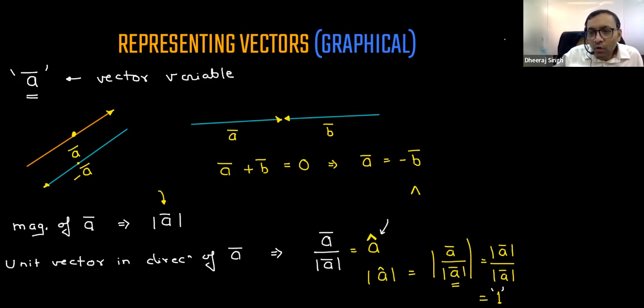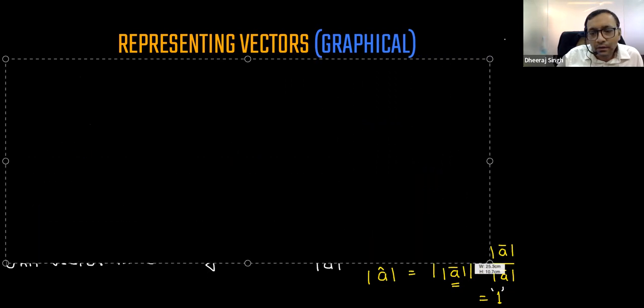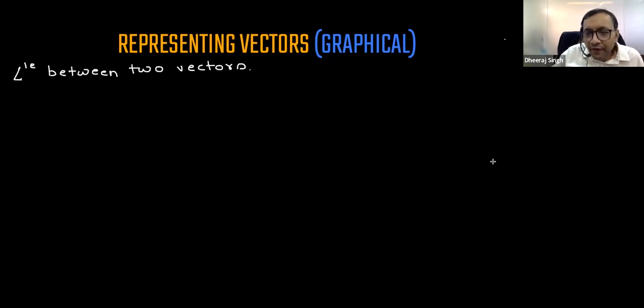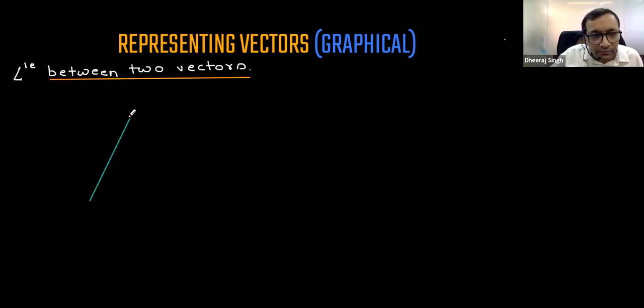Okay. Now, one more thing. This is about the angle, write down: angle between the two vectors. How do we define and find out the angle between the two vectors? That is what we are going to discuss. Fine. So let us say we have a vector like this. This is vector A. And let us say we have another vector like this, vector B.